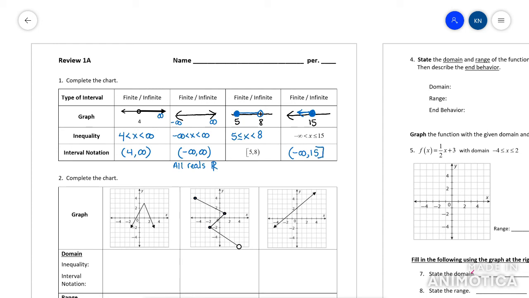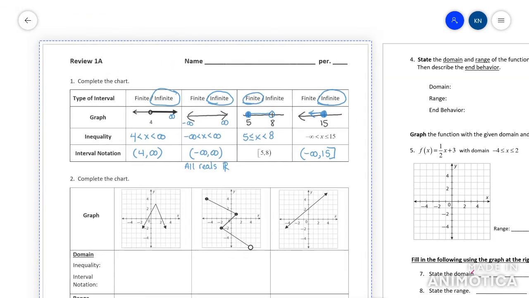And then in terms of finite or infinite at the top here, basically if you have infinity as part of your answer, it's infinite. So like this first one, 4 to infinity makes it infinite. The second one, it goes to negative infinity and positive infinity, so that's infinite. The third one, it just goes from 5 to 8, that's finite. And then the fourth one, it goes from 15 all the way down to negative infinity. That's infinite. Okay, moving on.